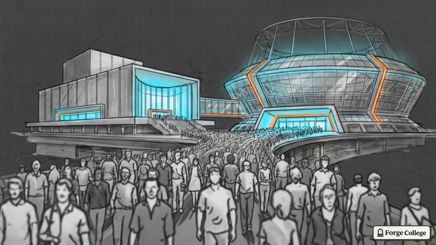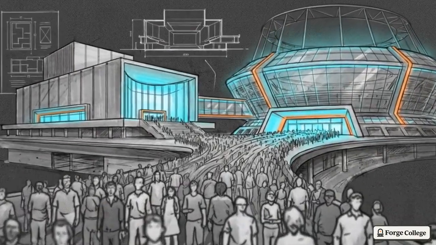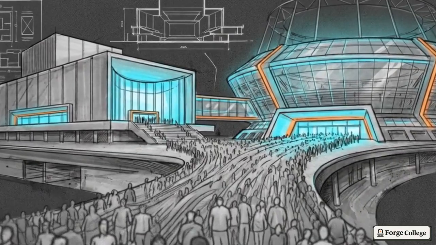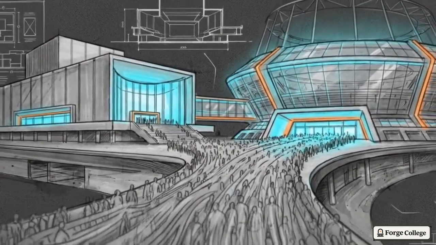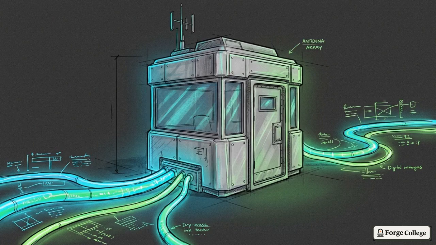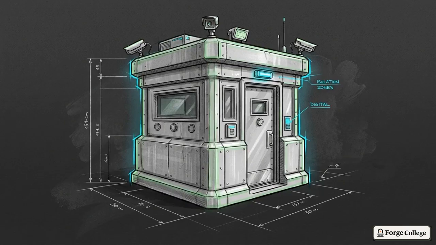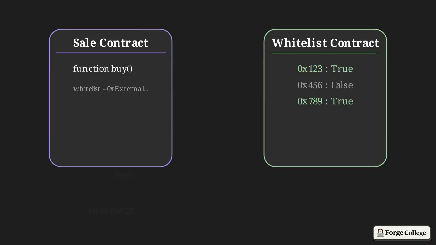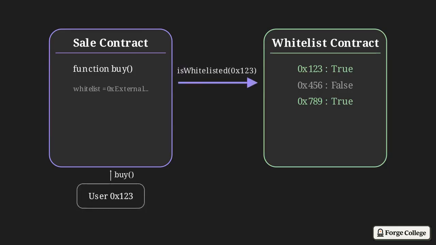But imagine you want to use that same guest list for 3 different events at 3 different venues. You wouldn't want to rewrite the list every time. This is where we use pattern 3, external delegation. Instead of keeping the list inside the sale contract, we put it in its own standalone security booth. When someone tries to buy a token, the sale contract calls out to this external booth to ask if the person is allowed in.